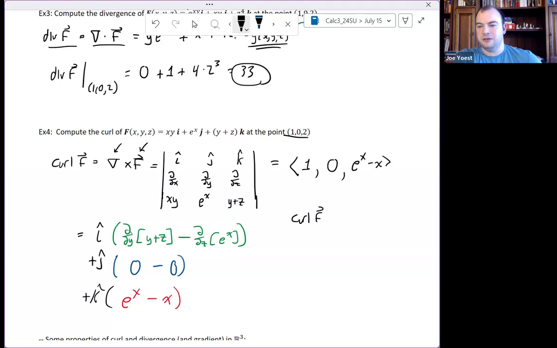And then what's the curl of f at the point 1, 0, 2? Well, that's first component 1, second component 0. I didn't actually plan for these both to be 1, 0. It's just a coincidence that the first two components of the curl are 1, 0, and the first two coordinates of the point are 1, 0. I didn't really notice that until now. And then my z component is e to the x minus x, or just e minus 1.